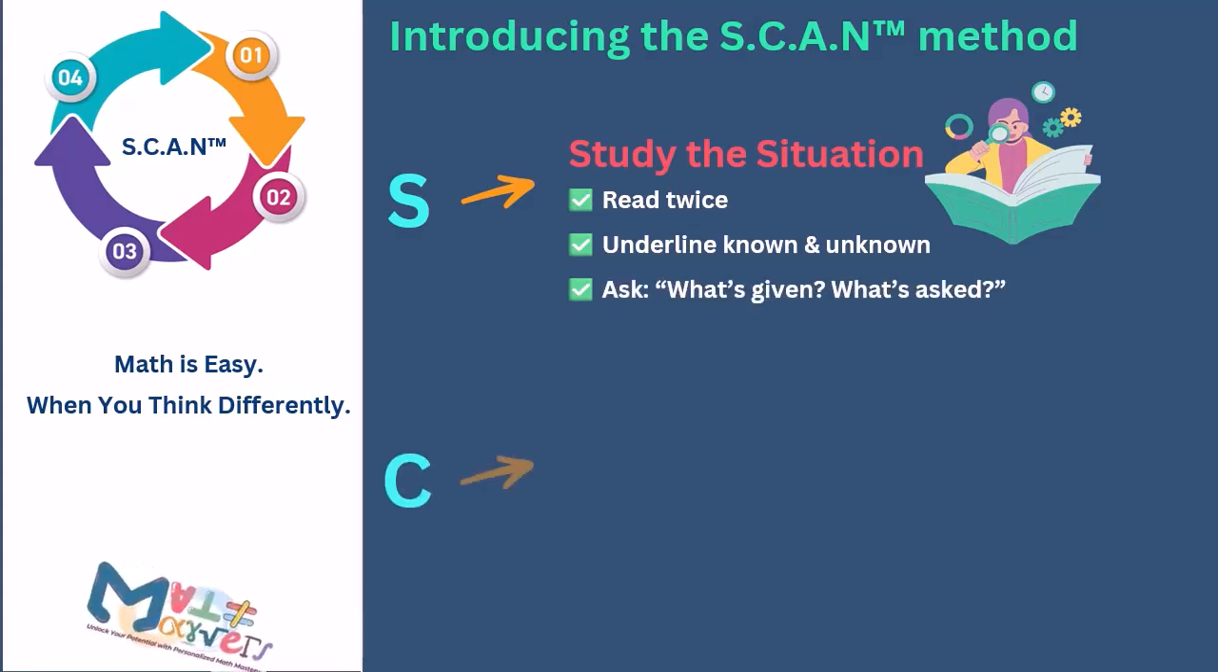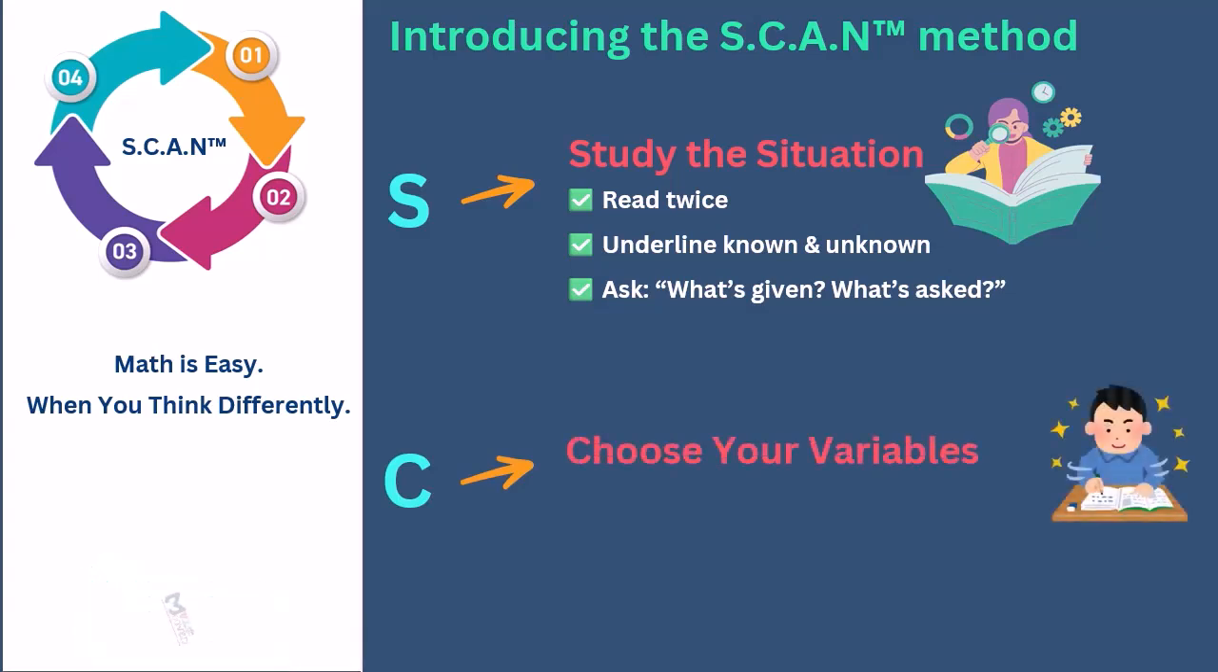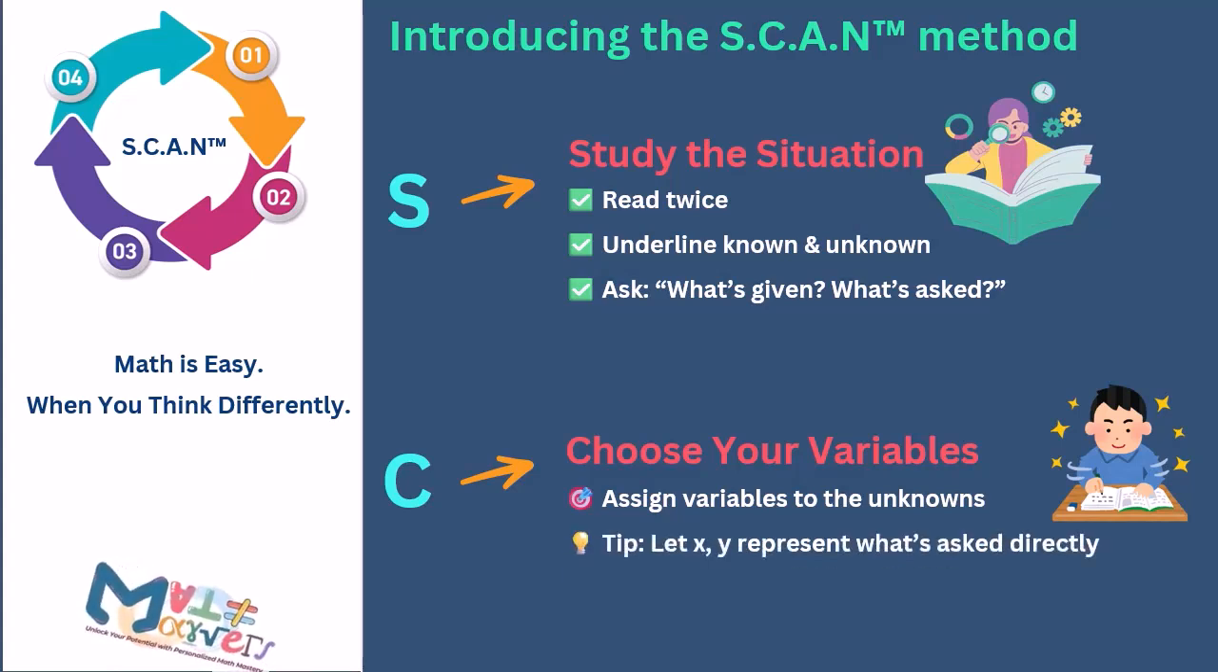C is for choose your variables. This is where you turn words into math. Assign variables to the unknowns like x and y. Golden tip: assign the variable directly to what's being asked. Nothing more, nothing less. That keeps your work clear and makes solving easier. When you study the situation and choose your variables smartly, half the problem is already solved.